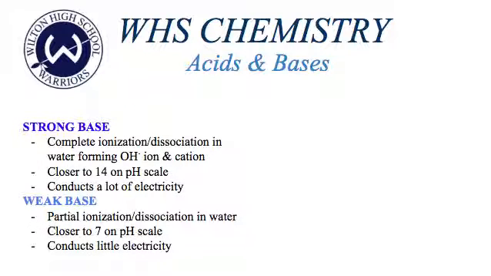So next, we have a strong base and a weak base. Like a strong acid, there's a complete ionization or dissociation in water, but this time it's forming OH ions and cations, and these are closer to 14 on the pH scale, and like a strong acid, they conduct a lot of electricity. And for a weak base, there's a partial dissociation in water, closer to 7 on the pH scale, and it conducts little electricity.